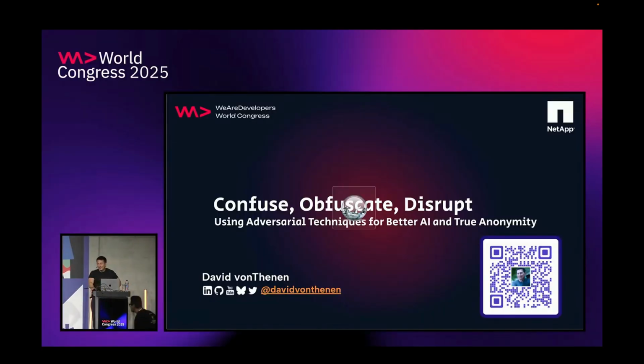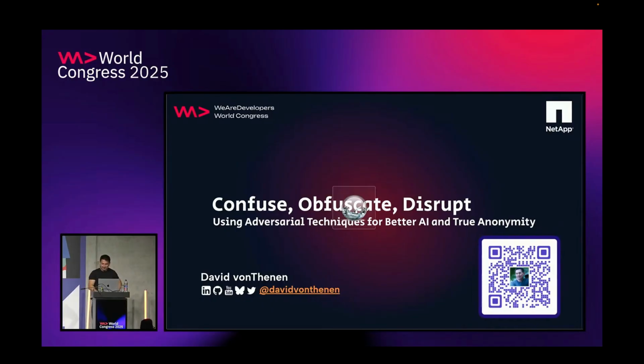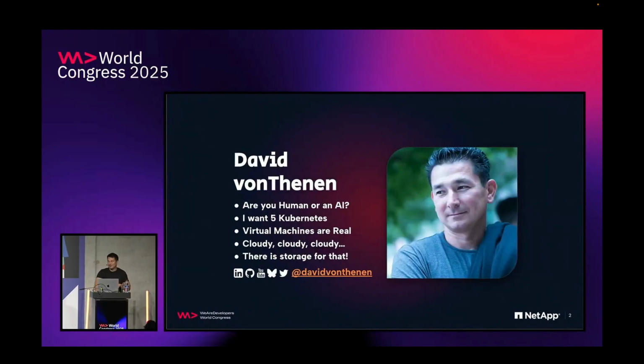Yeah, we're going to talk about how to manipulate AI and ML models to get them to do the things that they shouldn't be doing, and then using those techniques to modify them so that you can stay anonymous and protect your privacy. So that's me, David Von Thenen.